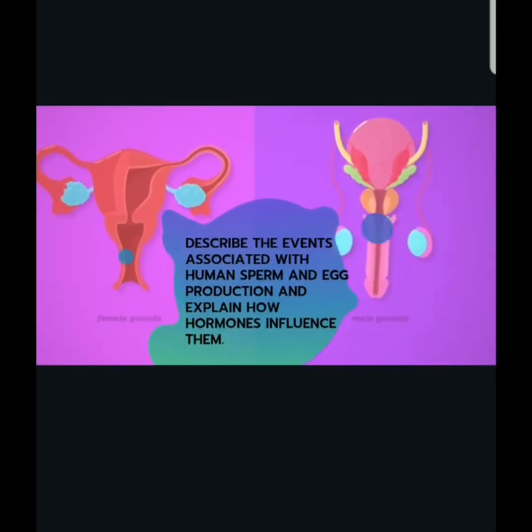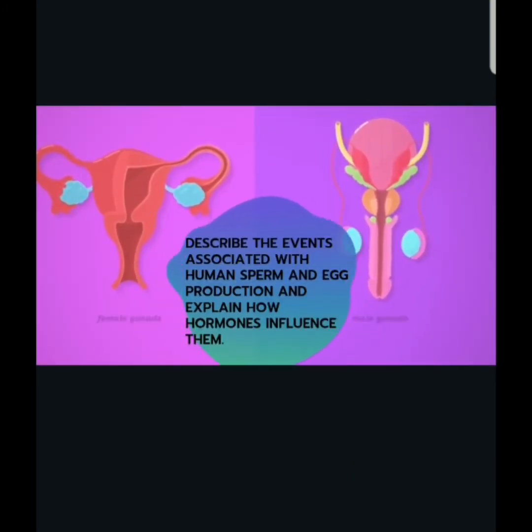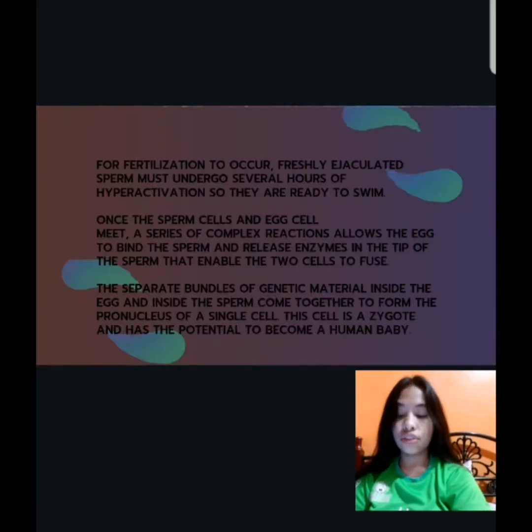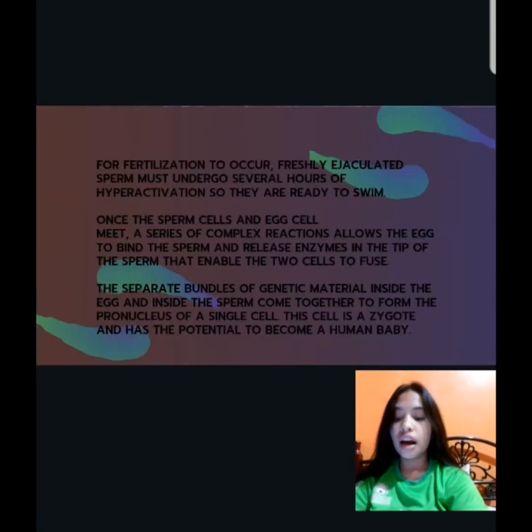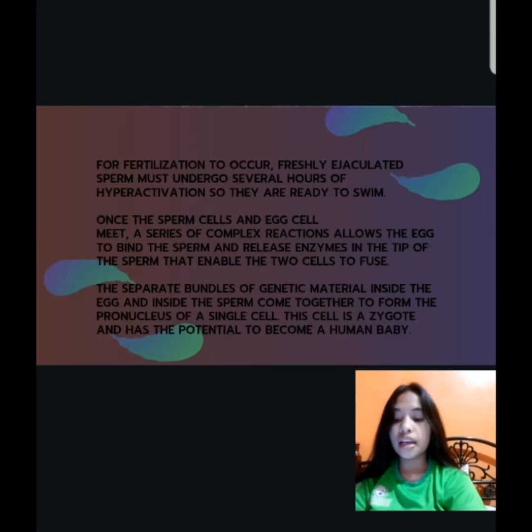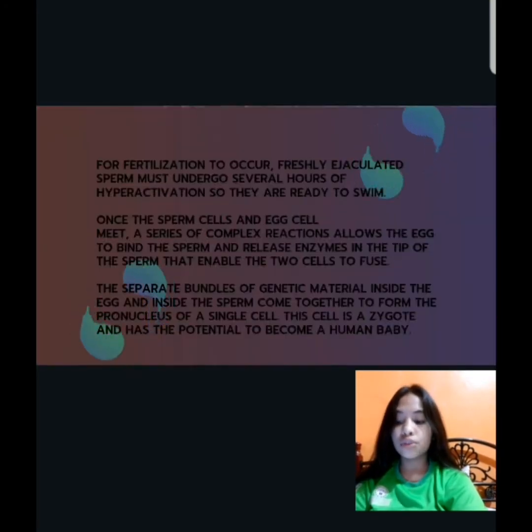Describe the events associated with human sperm and egg production and explain how hormones influence them. For fertilization to occur, a freshly ejaculated sperm must undergo several hours of hyperactivation, so they are ready to swim. Once a sperm cell and egg cell meet, a series of complex reactions allows the egg to bind the sperm and release enzymes in the tip of the sperm that enable the two cells to fuse.